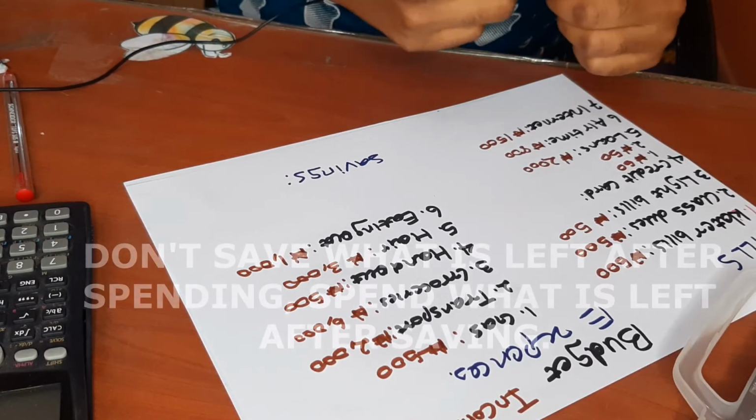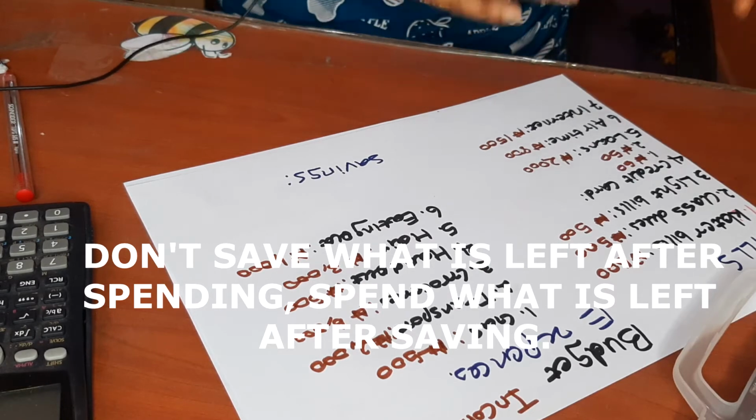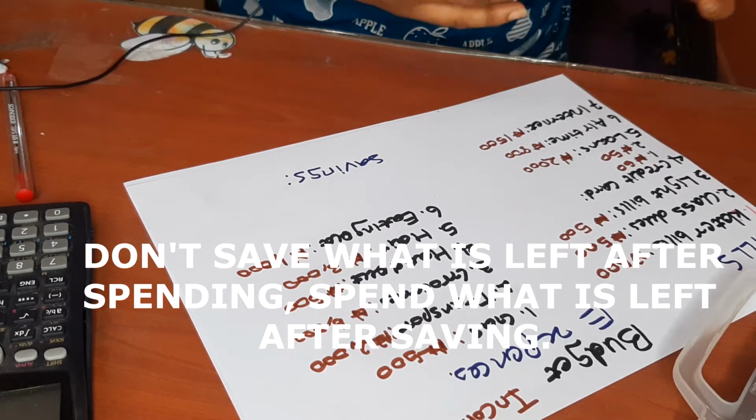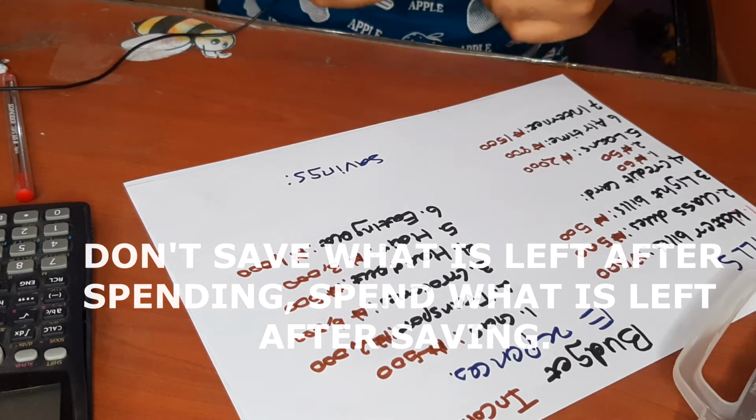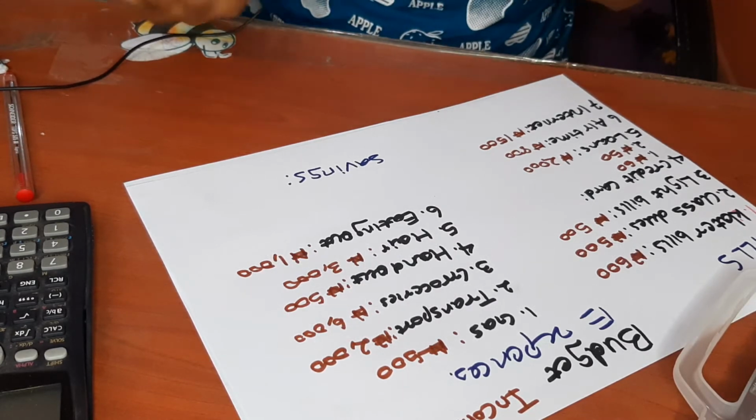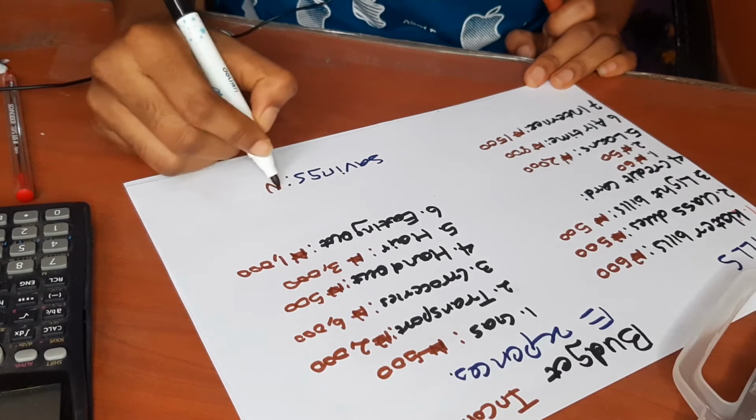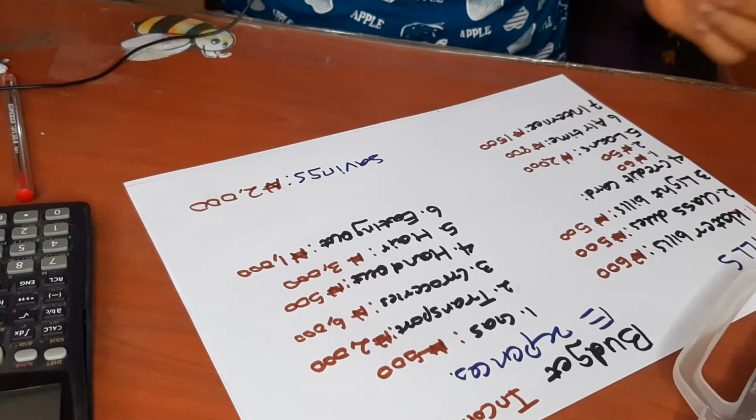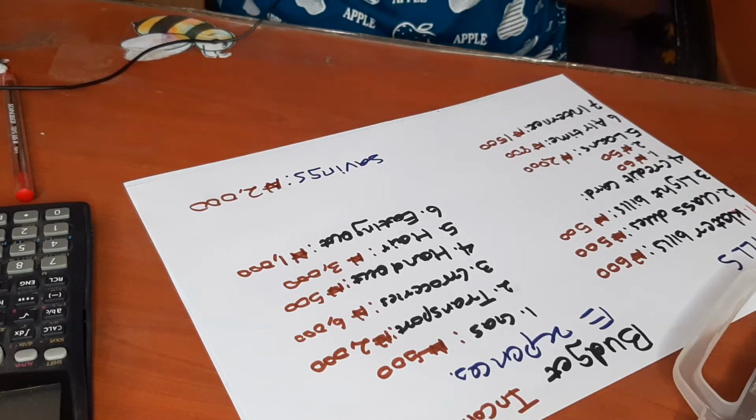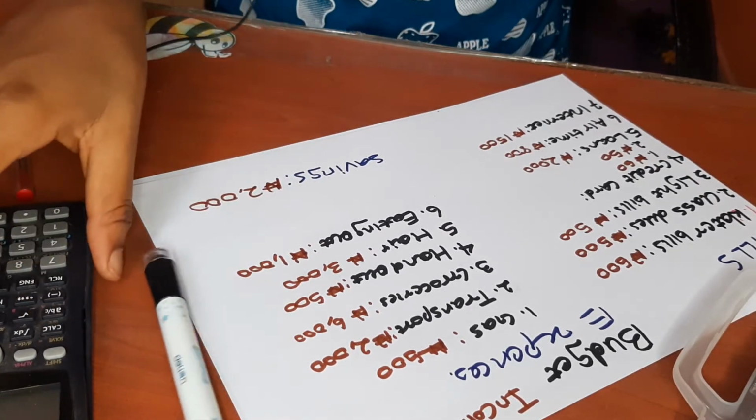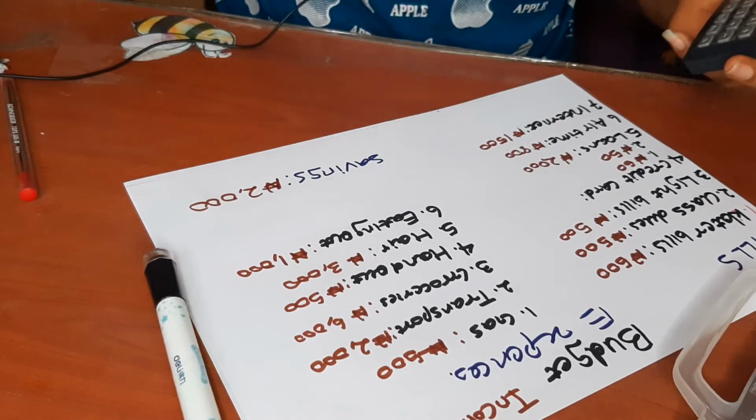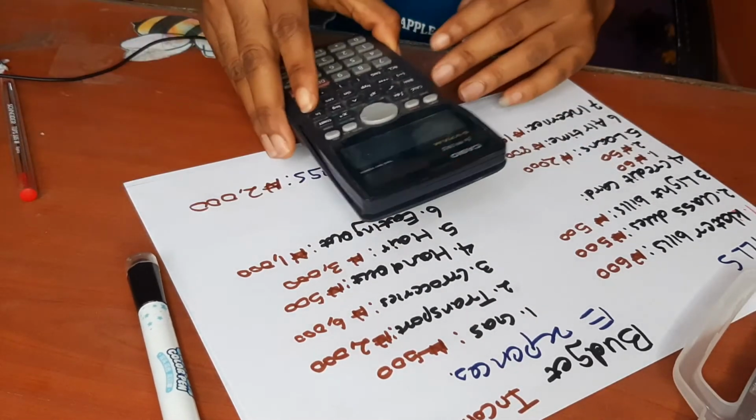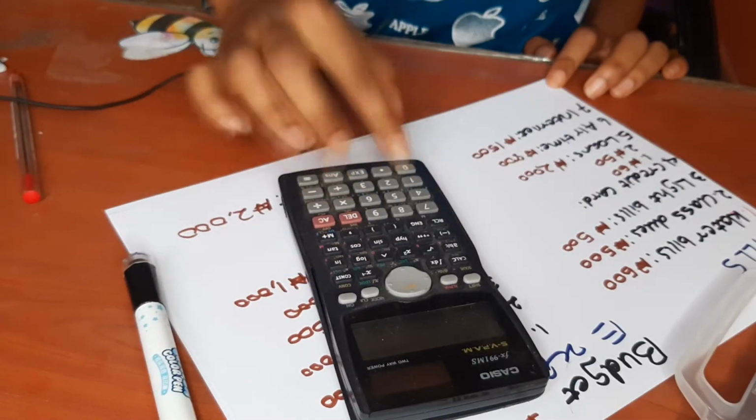Now there's a saying that says, don't spend what is left, don't save what is left after spending, spend what is left after saving. So what I usually do is I just set out maybe about 2,000 naira for saving. Even before I start spending my money, I already have money set out to save. So now we've done that, let's just put in the numbers in our calculator. Just gonna speed up things a little.